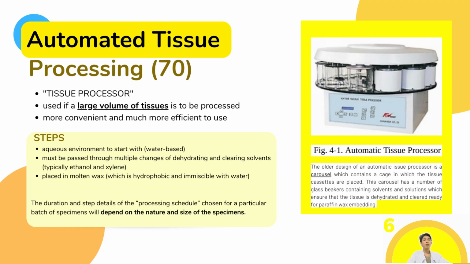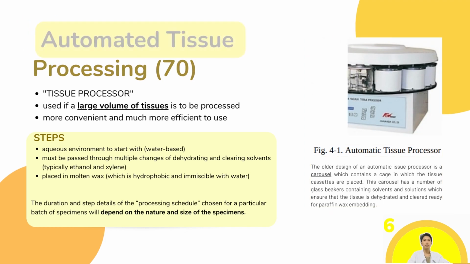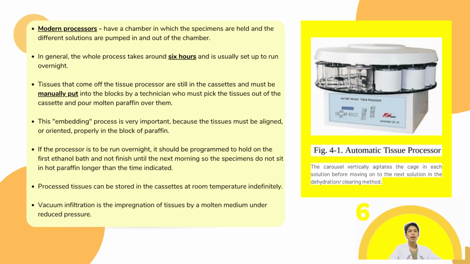Tissue processing can be performed manually and automatically, but when there is a large volume of tissues to be processed, it is more convenient to use an automated tissue processor. Modern processors have a particular chamber in which the specimens are held in different solutions and pumped in and out of the chamber. In general, the whole process takes around 6 hours and is usually set up to run overnight.